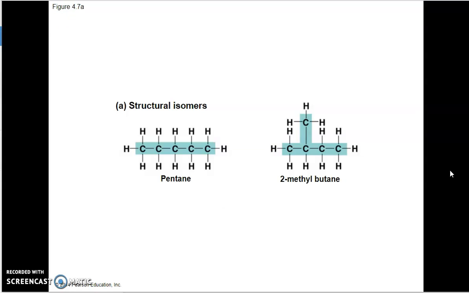The structural isomers have the same molecular formula, but they differ in the covalent arrangement of atoms. They may also differ in the location of the double bonds. So here we have 5 carbons and 12 hydrogens. Here we have 5 carbons and 12 hydrogens, but they're very distinctly different.